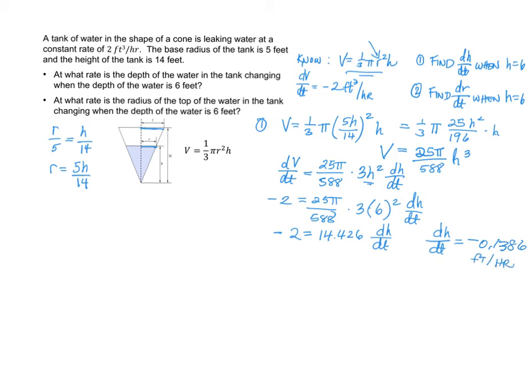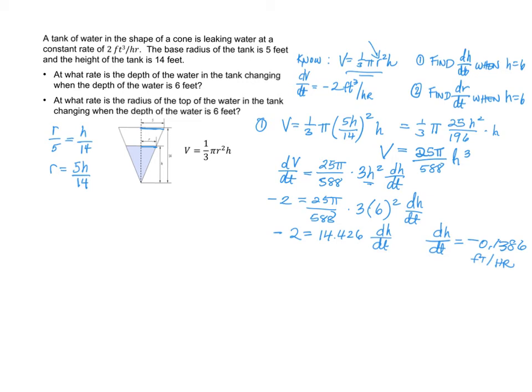hour. And so I want you to take a moment to think about what you just found. Okay, this is the rate at which the depth of the water is changing per hour, and it's changing at a rate of -0.1386 feet per hour. And it makes sense that it's a negative value because the depth is also going down as the water is leaking out.